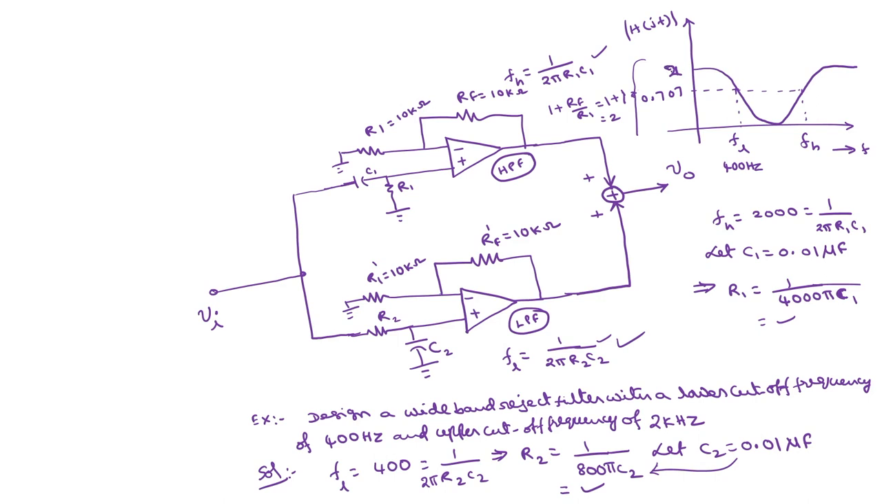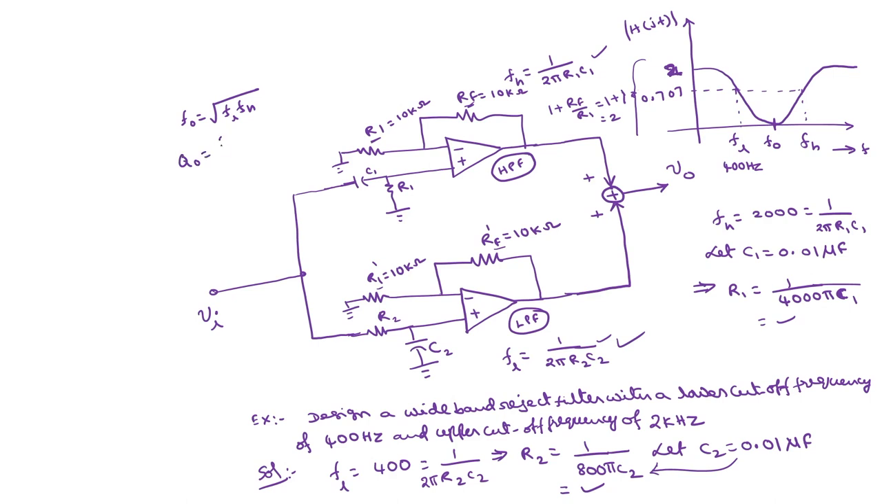So, you can take any value of this passband gain by choosing the proper values of R1, RF, R1 dash and RF dash. And this center frequency F0 is given by the square root of FL into FH.